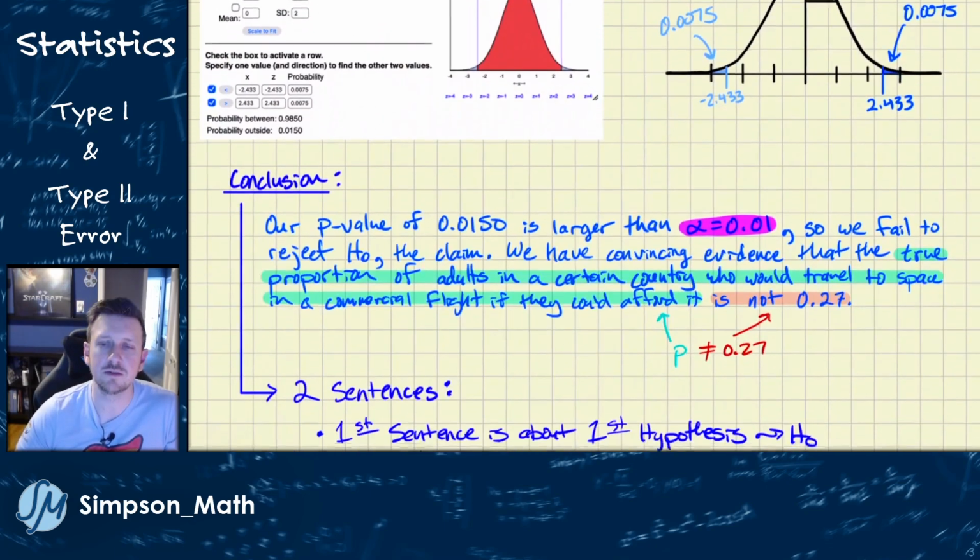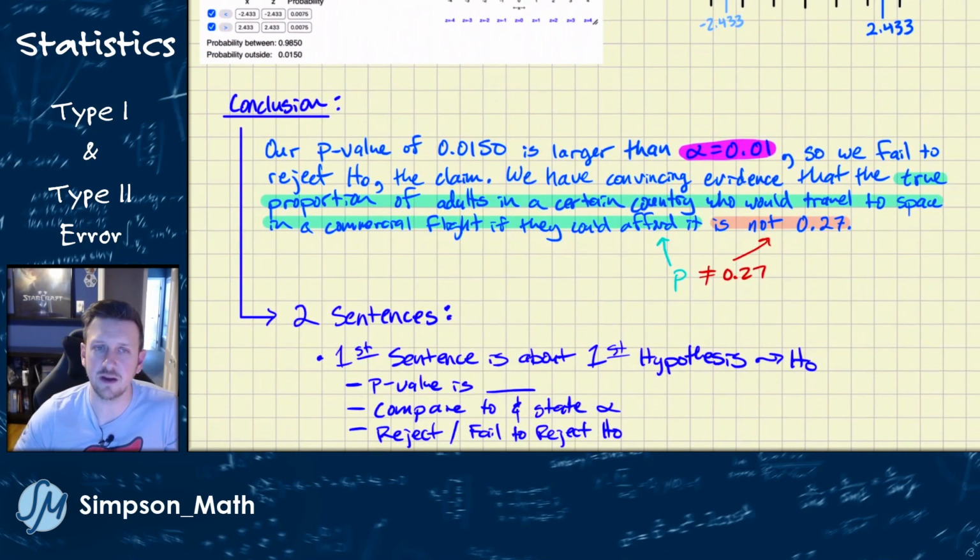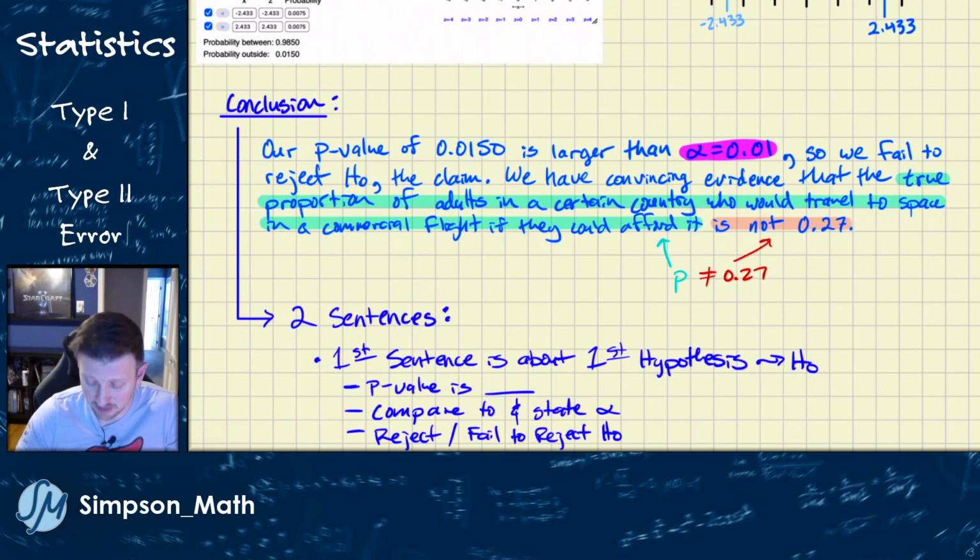All right, so just in conclusion, our p-value of 0.0150 is larger than my alpha of 0.01. To be honest, when I was preparing this video, I was going boom, boom, boom. I wrote that this was smaller than that because I kept thinking, oh yeah, that's pretty small. But it didn't actually make my comparison to my alpha.